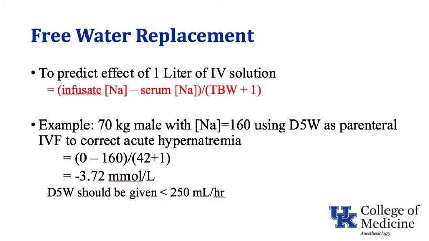Therefore, in order to stay less than our 1 millimole per liter per hour target reduction rate, we should give D5W at a rate no greater than 250 mLs per hour.